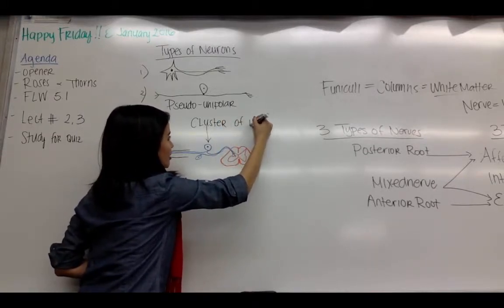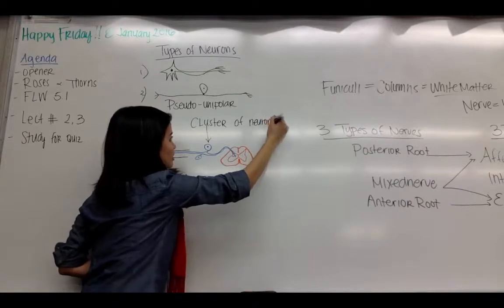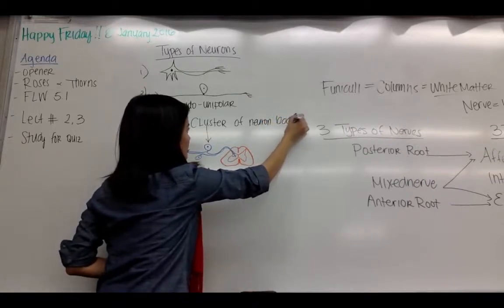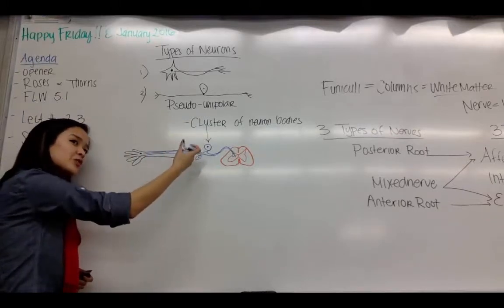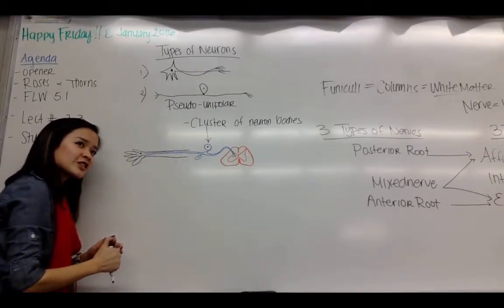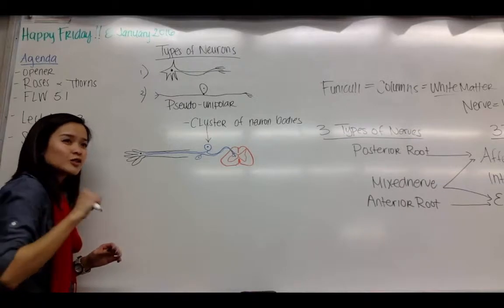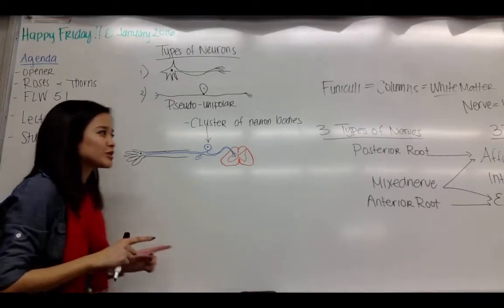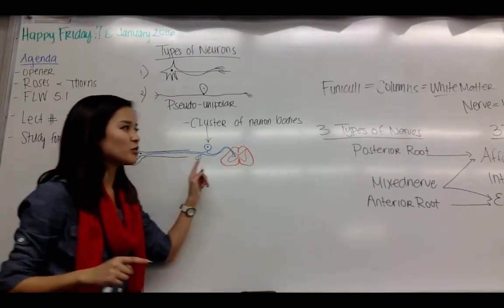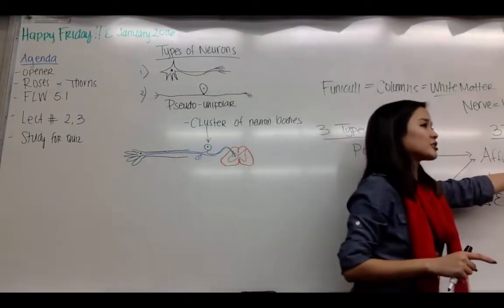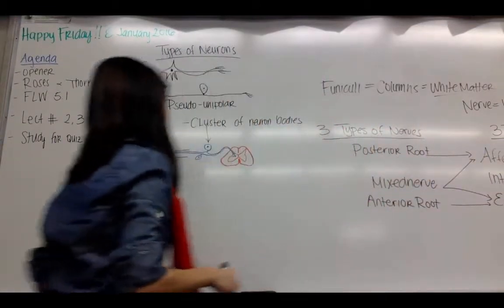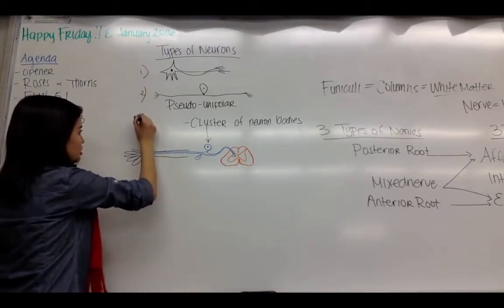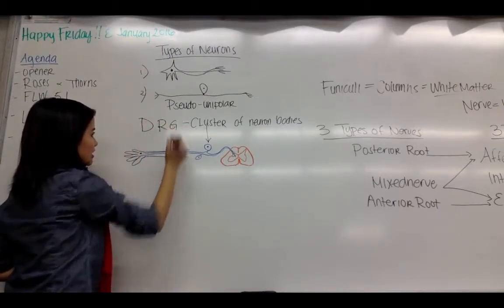What do we call a cluster or a group of cell bodies? Ganglion. So a cluster of neuron bodies is called a ganglion. This one specifically, which ganglion is this? Dorsal root ganglion. How could you assume that this is a dorsal root? Based on the fact that it's sensory. Sensory neurons go through the backside of the spinal cord. So this is actually your dorsal root ganglion.